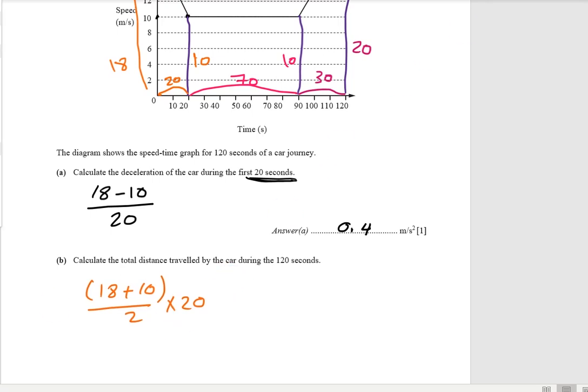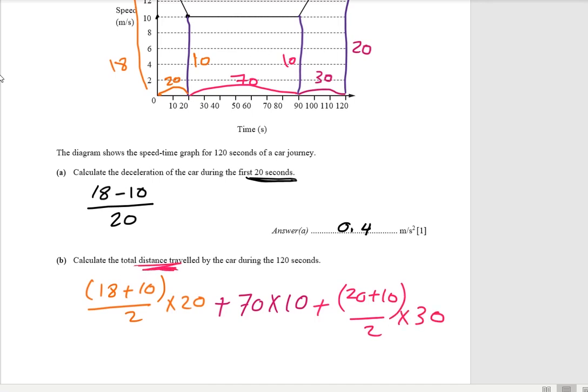Let us find another area. Plus the second area here is a rectangle, so 70 multiplied by 10. And then the last area here is again a trapezoid, so (20 plus 10) divided by 2 multiplied by 30. This is the total distance traveled by this car.